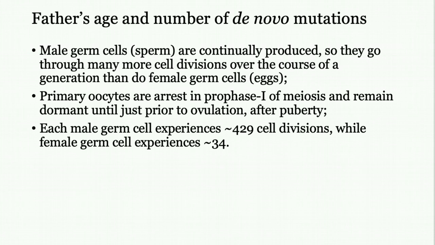So if you think about that, the years to accumulate mutations start at puberty. So that's why the number is less than 40.